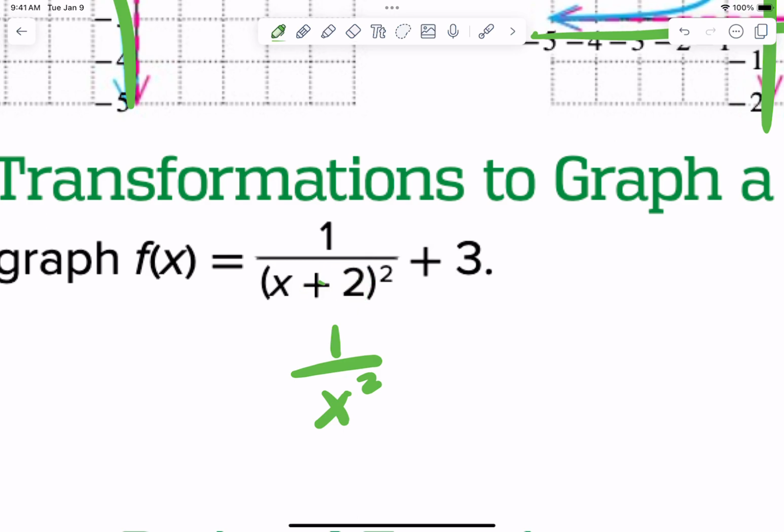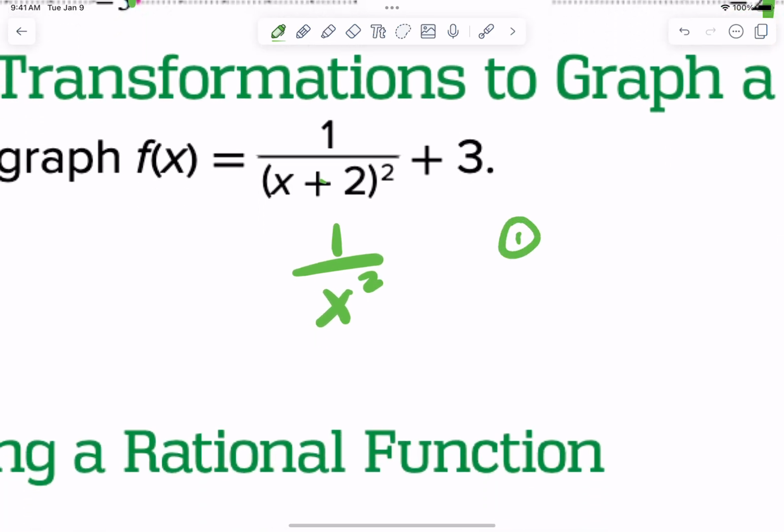So how does the 2 move it? The plus 2 moves him to the left 2. How does the 3 move him? Up 3, okay? So here's what I'm going to do.